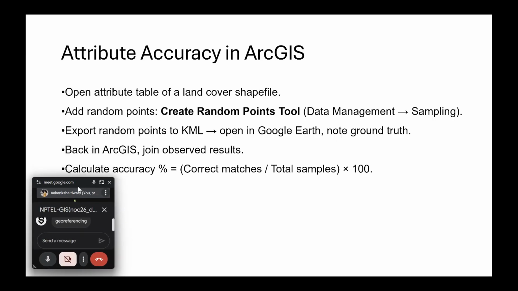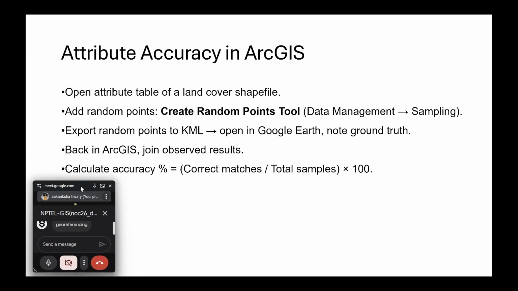If you want to check your attribute accuracy, you can open the attribute table and add random points. Create random points and then export them to Google Earth, and Google Earth is going to provide you ground truth. So you can check whether these points match the ground truth or not, and check for the accuracy. If the correct matches are high, that means your accuracy is high.